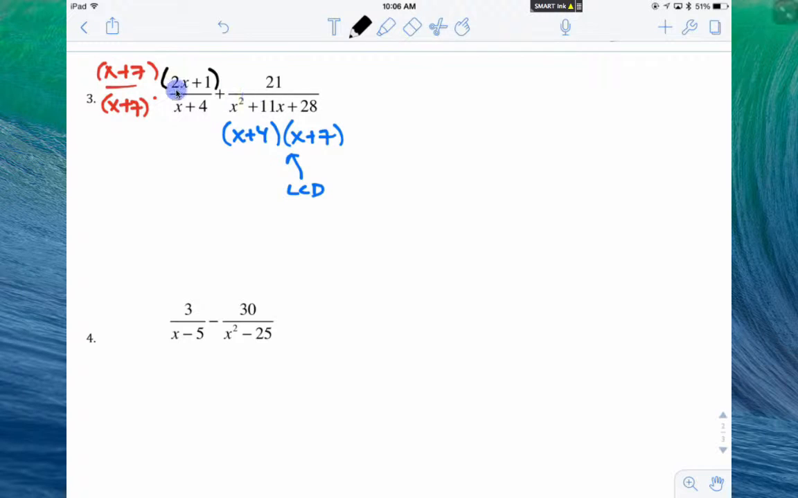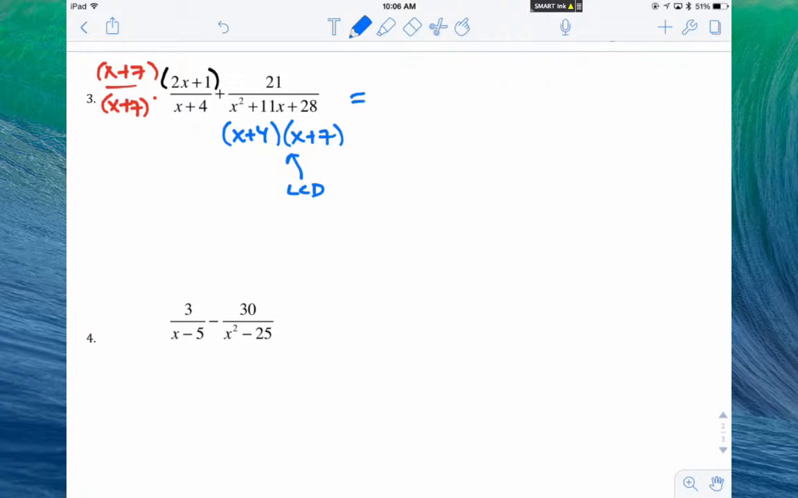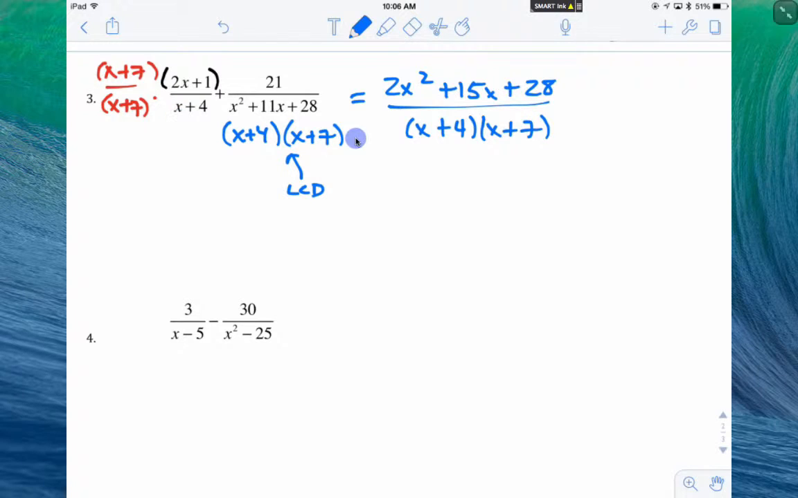And I'll tell you now that when we do all of that multiplication, we end up with 2x squared plus 15x plus 28, all over that least common denominator of x plus 4 times x plus 7. Yowza! Now, of course, usually this is the time when we look for a simplification opportunity. But to look for a simplification opportunity, we need to factor this numerator. Does this numerator factor? Yes, it does. We have to use the AC method of factoring. Oh my God, as if this wasn't hard enough.